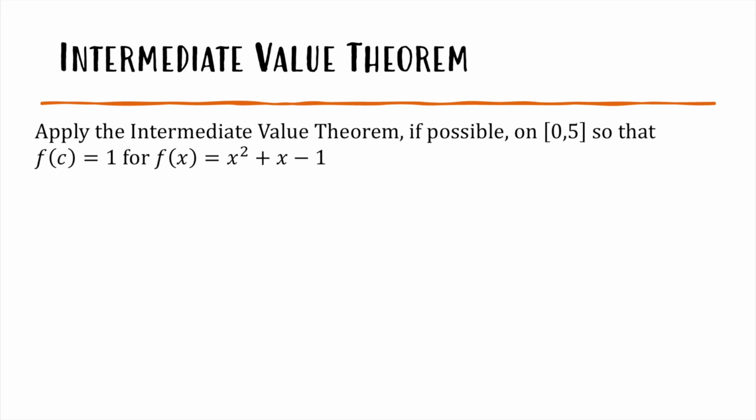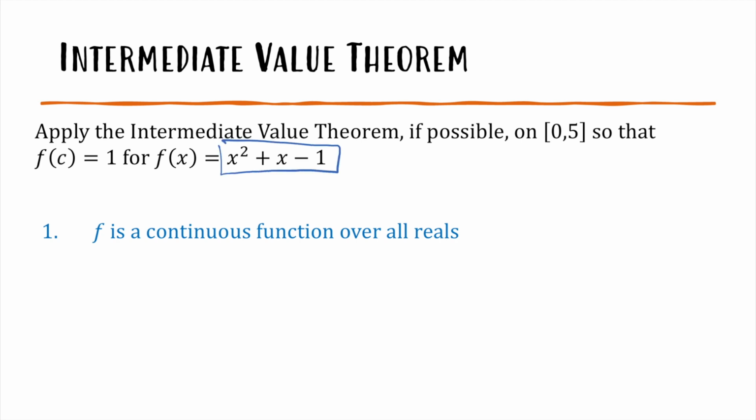Let's practice a little bit. So we're going to apply the intermediate value theorem, if possible, on this interval 0, 5, so that f of c equals 1 for f of x equals x squared minus 1. What does that even mean? Well, first of all, f is continuous over all reals. We know that because this is just a lovely, very pretty polynomial.